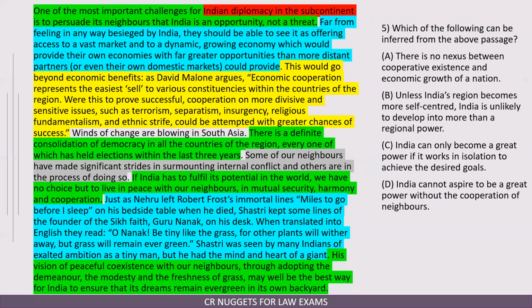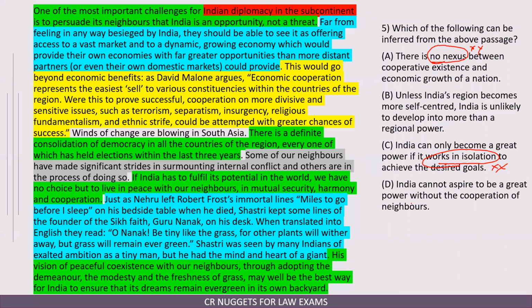Which of the following can be inferred from the above passage? There is no nexus between cooperative existence and economic growth. Completely opposite of what author is saying. There is a nexus. Nexus means link. Unless India's region becomes more self-centered, India is unlikely to develop into more than a regional power. India can only become a great power if it works in isolation. Again, see, opposite of what is being mentioned. India should work together. It's mentioned.